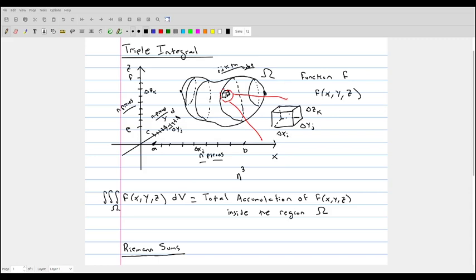And in each one of these cubes, we also have to pick a point inside the cube to be a sample point. It can be anywhere inside the cube, just like we did for the double integral as well. So this is our sample point, say, inside the cube ijk. You have to sample the function at that point. So it'll be f of x i star, y j star, and z k star.